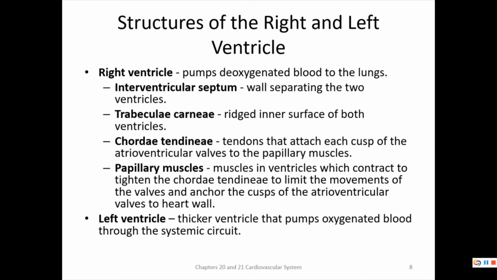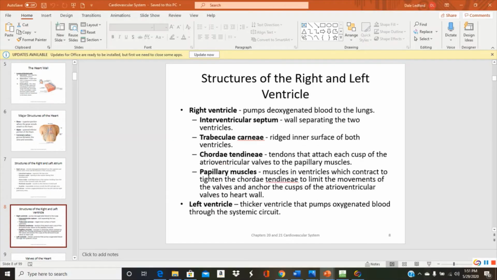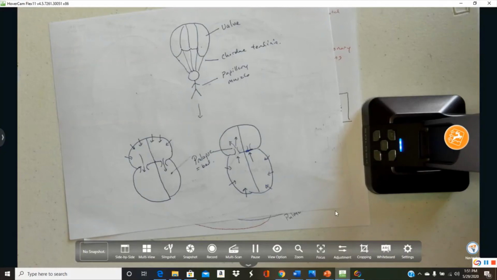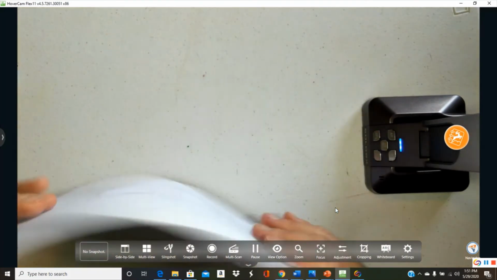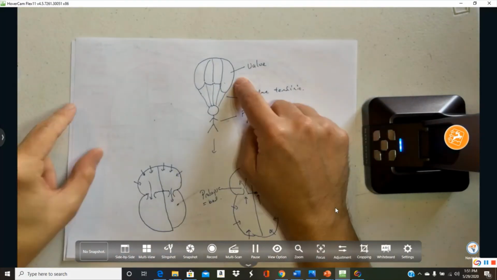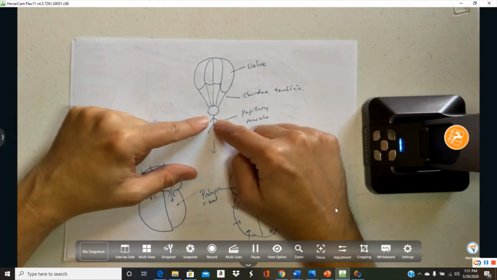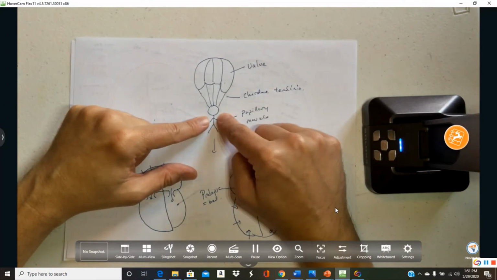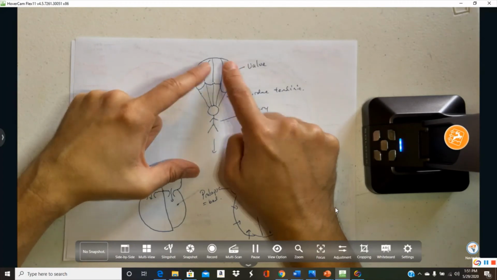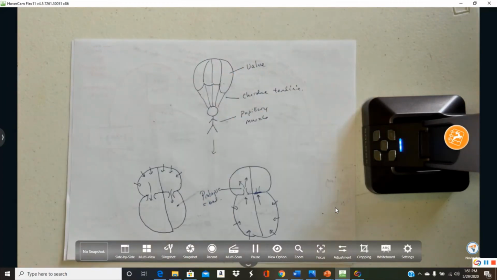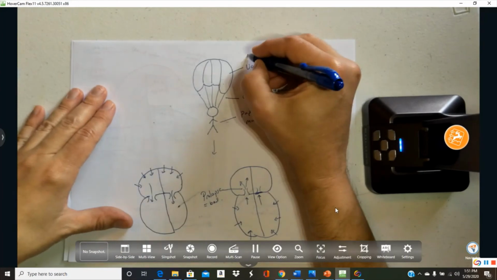It's not exactly the greatest thing in the world, but I wanted to explain something to you. I want you guys to imagine your valves are a lot like a parachute. Here we are parachuting. We are the papillary muscle. The cords on the parachute are the chordae tendineae, and these are the AV valves. This is an AV valve, okay?